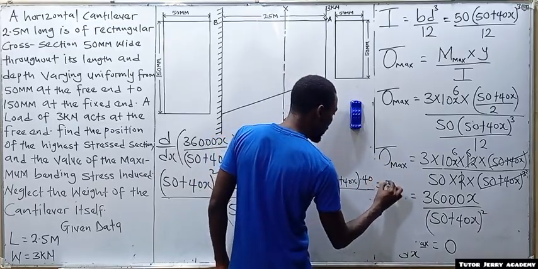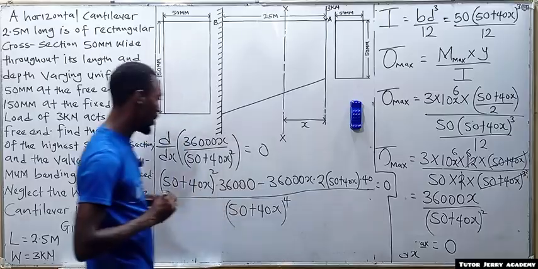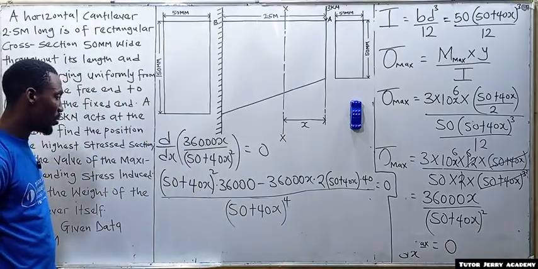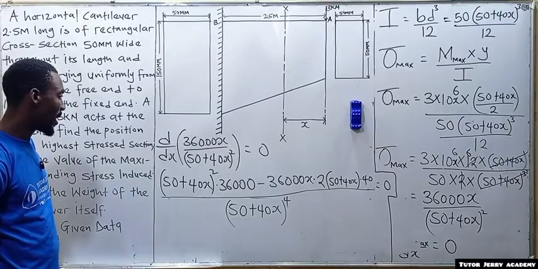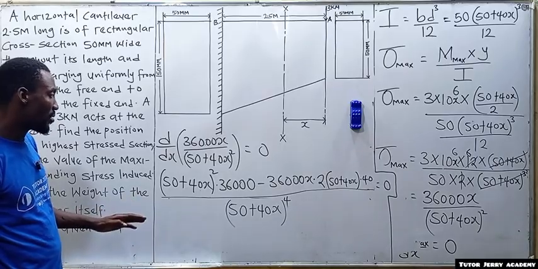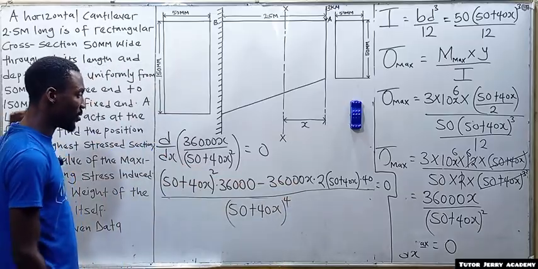All right, so this will be equal to 0. So that's what we are going to have. What will be the next thing we are going to do now? The next thing we can do here is, if you look at this carefully, you are going to observe that 36 is common, right? We can factor it out, right?